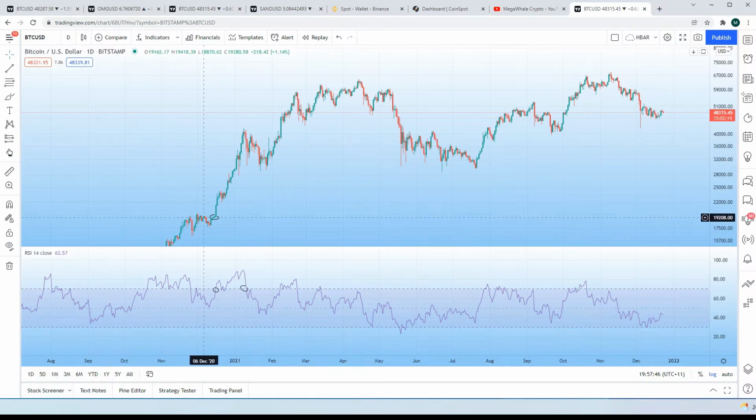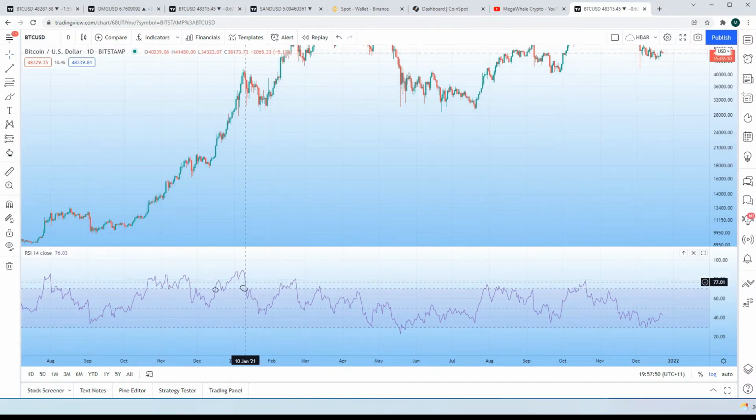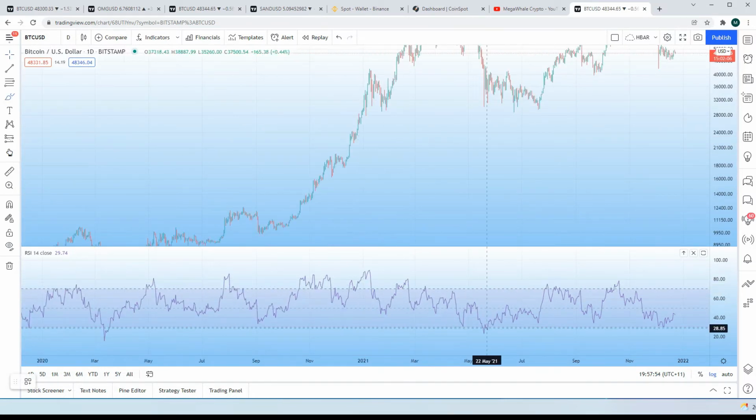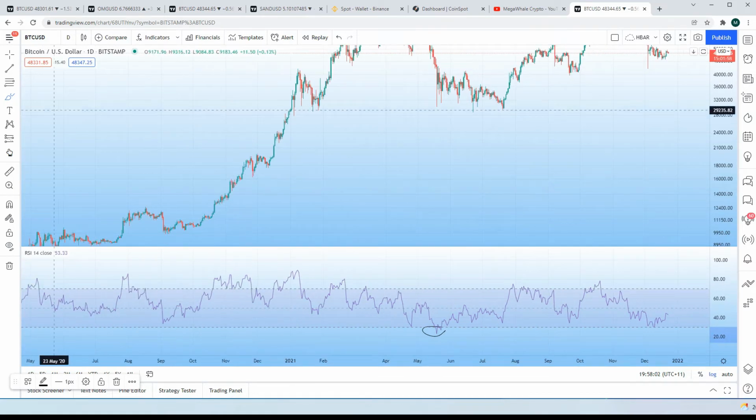So how do you know when an asset is oversold? We're going to take a look at the RSI again, and you will notice every time the price drops below 30%, we are oversold. It doesn't happen often on the daily chart, but again, you move to the smaller time frames and you will see it.